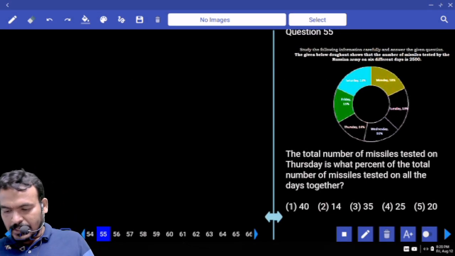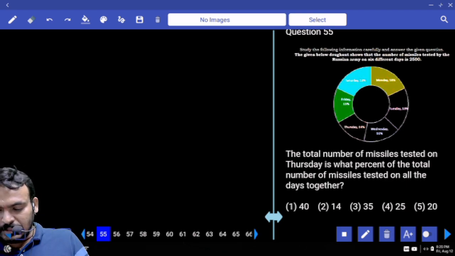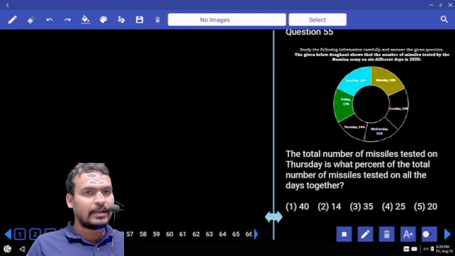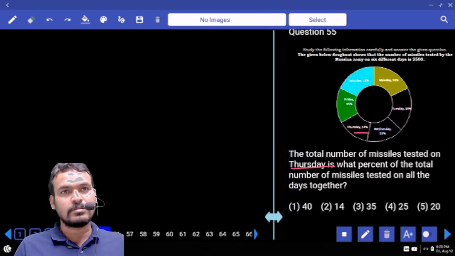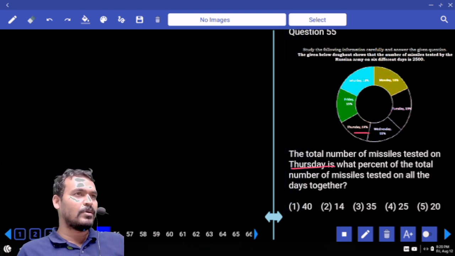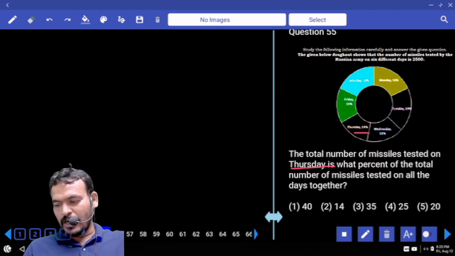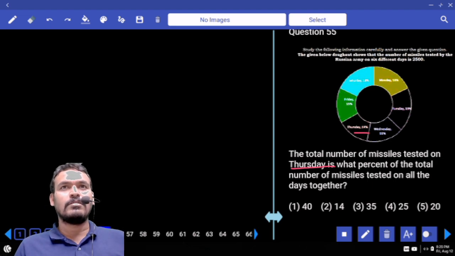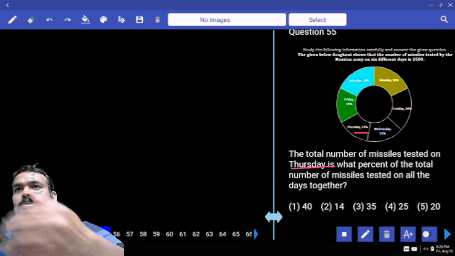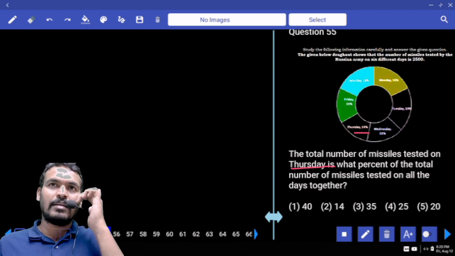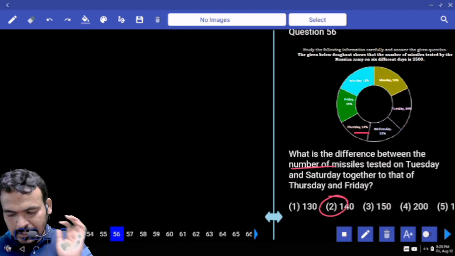The total number of missiles tested on Thursday is what percentage of the total number of missiles tested on all the days together or not? I think direct percentage or not. What is the Thursday percentage? 14%. 14%, nothing but 14% of total value or not? What is the question here? 14 is what percent of total number of missiles or not? That value actually we wrote, 14% of 2500 by 2500 into 100. In that case directly we are getting the same 14% or not? Then answer second one. Next 56.